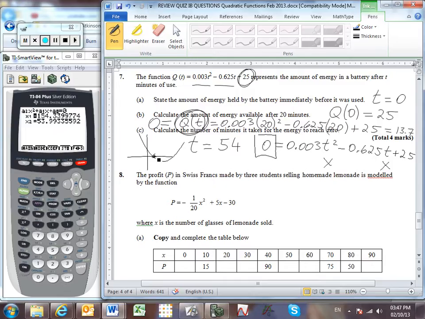I suppose if you were a little paranoid, and I don't blame you, maybe you also include 154 as another place where the energy has reached 0, although of course this time it's now on the increase.